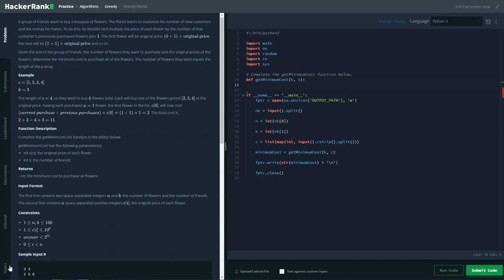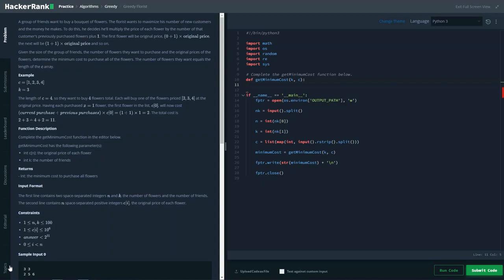To do this, he decides he will multiply the price of each flower by the number of flowers that customer previously purchased plus 1. The first flower would be at original price, which is basically 0 plus 1 multiplied by original price, and the next one would be 1 plus 1 multiplied by original price, and so on.